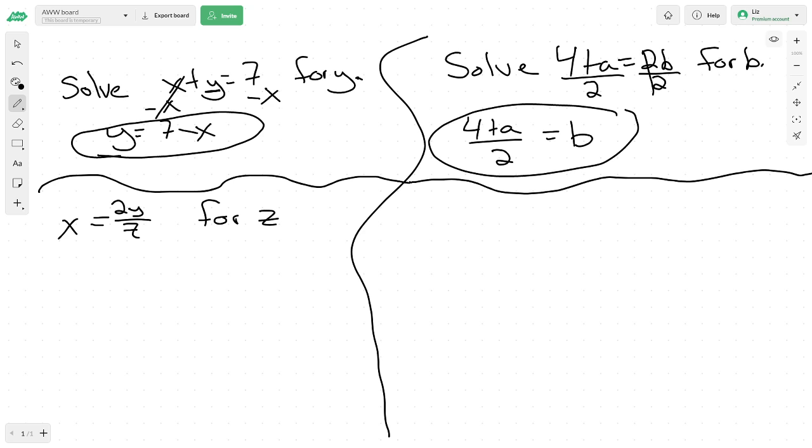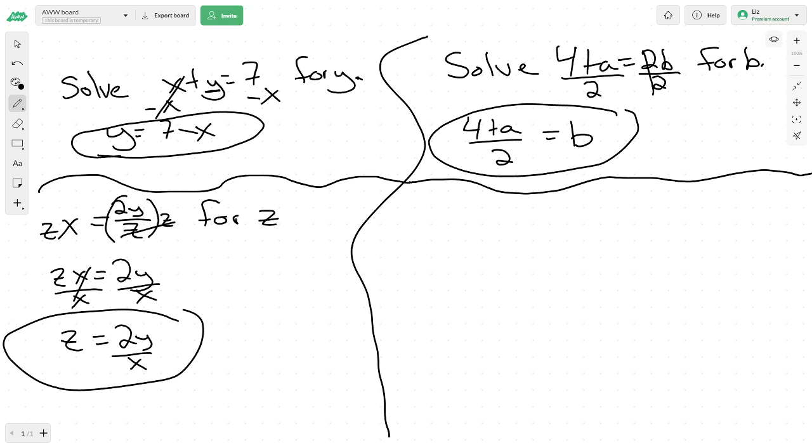All right, if we have 2y divided by z equals x, and we want to solve for z. Well, we have 2y, z is being divided, so I need to multiply it to get rid of this fraction here. So those cancel out. So now I have z times x equals 2 times y. Since they're being multiplied together, I have to divide the x out, and I get z equals 2y over x. And that is my answer there.